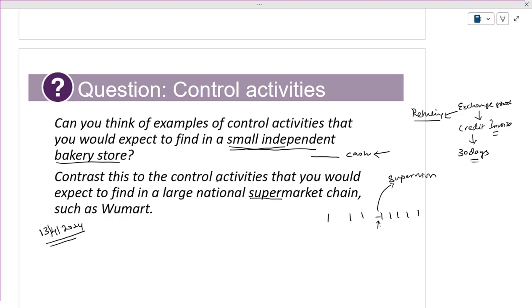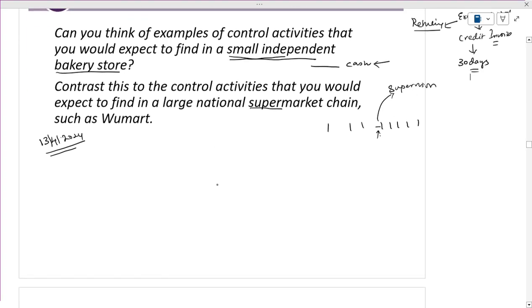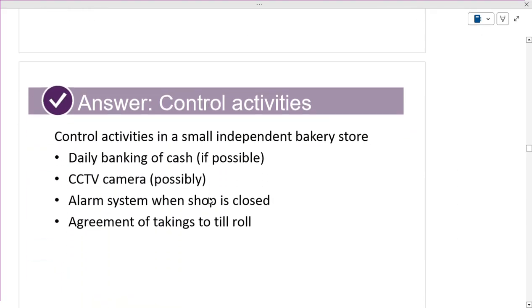These are the points which you are going to cover in the question sessions. When you are talking about control activity in a small independent store, what are the most important things you have to work out? Any cash, daily banking: you have to deposit the cash at the end of the day. Once we say at the end of the day, it means not at 10 o'clock at night, but the next morning. The first task is to deposit that cash in the bank.